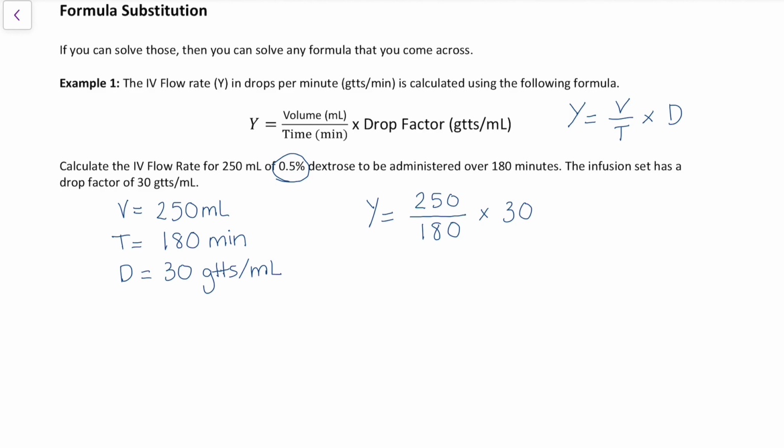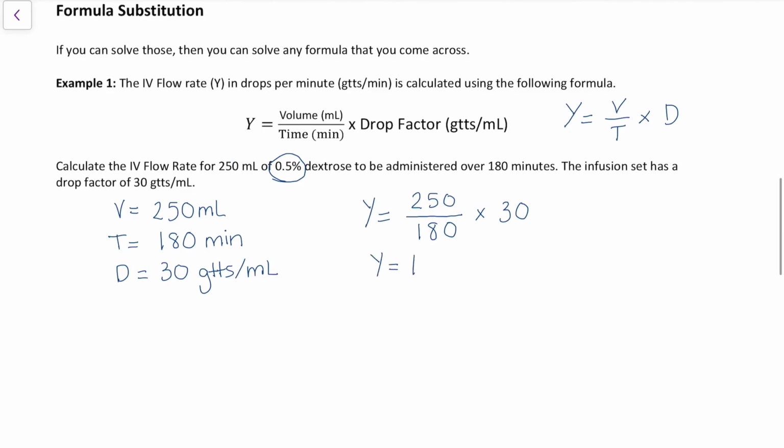So the first thing I'm going to do here is that division, the 250 divided by 180. So 250 divided by 180 is 1.38 repeated, so 1.3888888 times 30. Now, if you are in the middle of a math equation, we never round until the very end. So you're going to keep that number on your calculator or keep it as a fraction to be the most accurate. And now we're going to do the times 30.